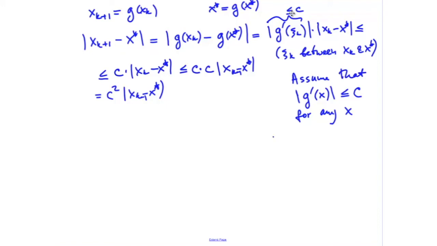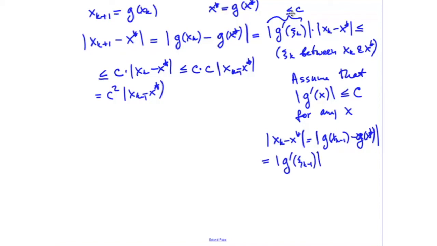So, and this was because xk minus x star is equal to g of xk minus 1 minus g of x star, right? By the mean value theorem, for some ck minus 1 between xk minus 1 and x star, it is g prime of ck minus 1 multiplied by xk minus 1 minus x star. All right, so this is less than or equal to c times xk minus 1 minus x star. Okay, so this is what we used here.